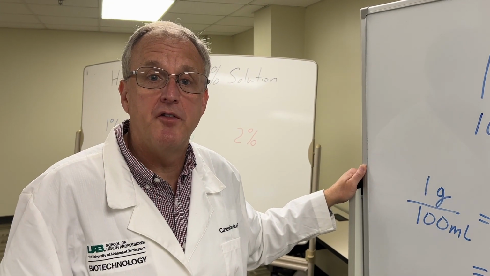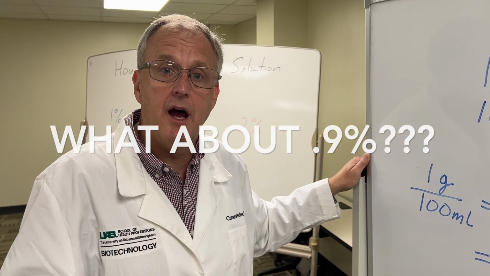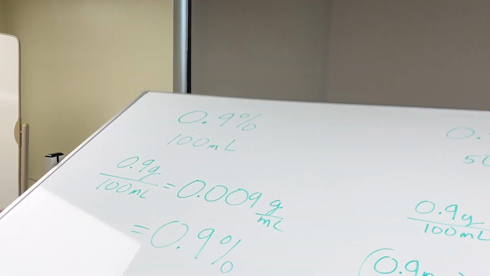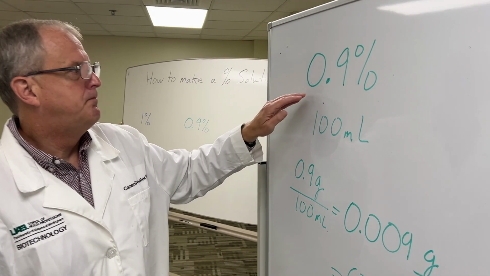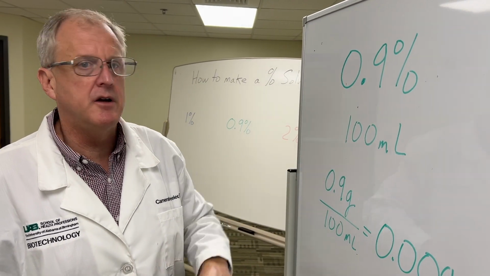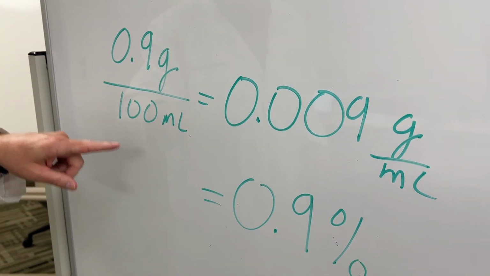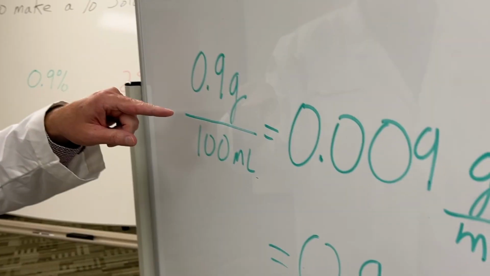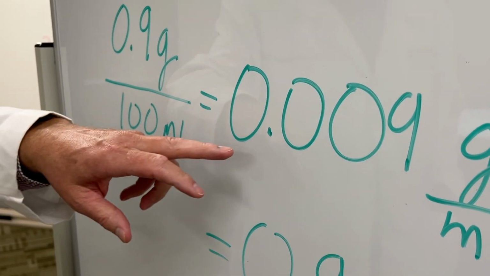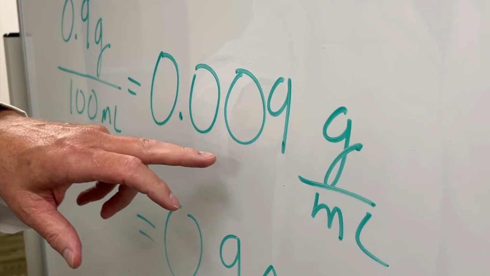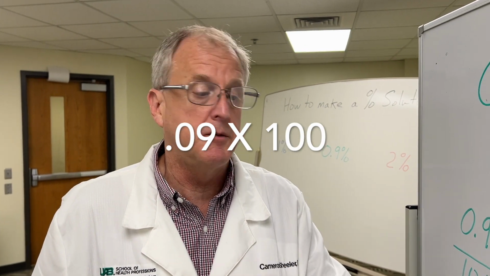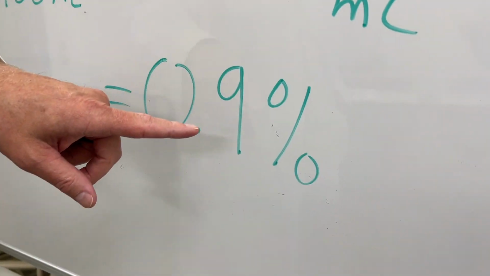What happens if your professor says, I want a 0.9% solution? Don't flip out, but flip the board. 0.9% and 100 mils. We're going to set it up the exact same way. 0.9 grams per 100 mils. This could be TAE buffer, for example. 0.9 divided by 100 gives us 0.009 grams per mil. Multiply it by 100 to bring it into percent. What do we get? 0.9%.